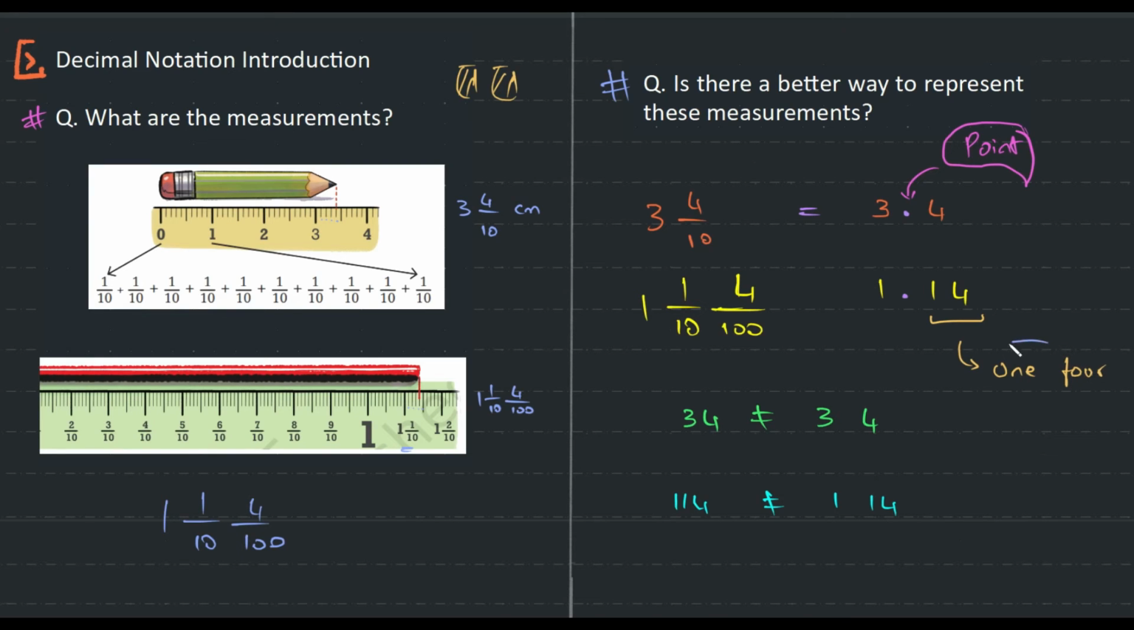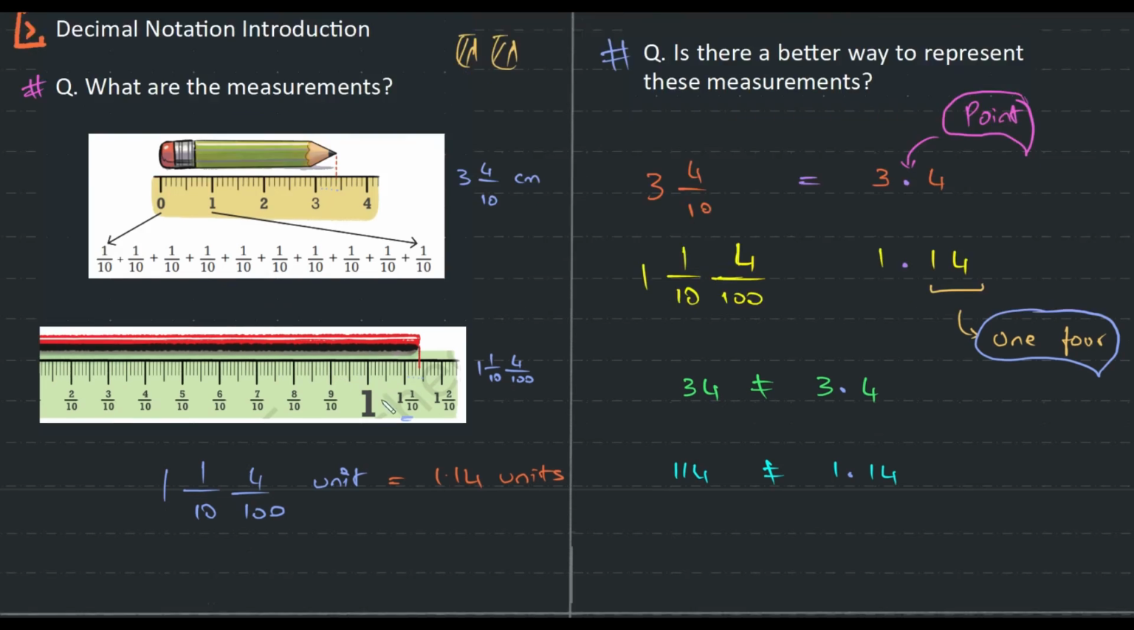Okay. So that's how you read it. So 34 is not the same thing as 3.4. 114 is not the same as 1.14. Okay, guys, that is something you have to keep in mind.